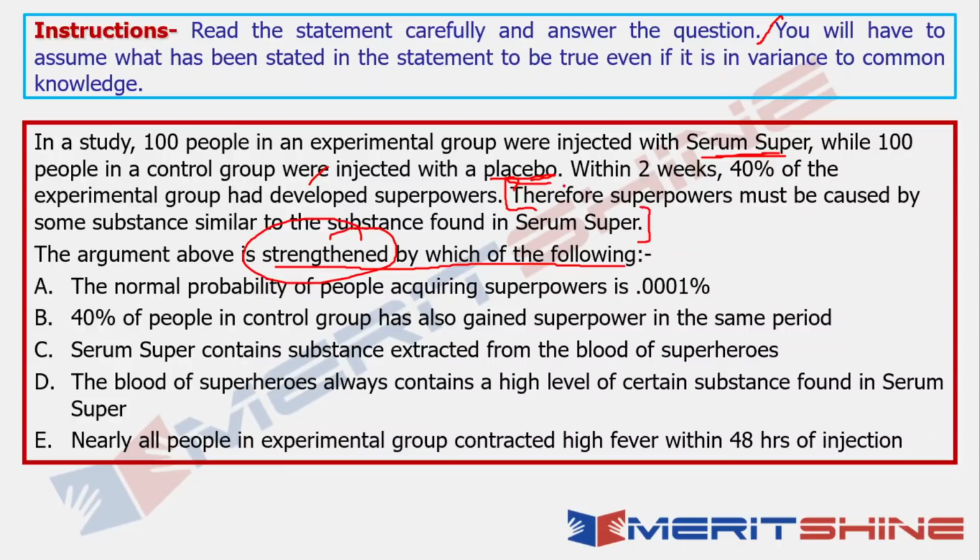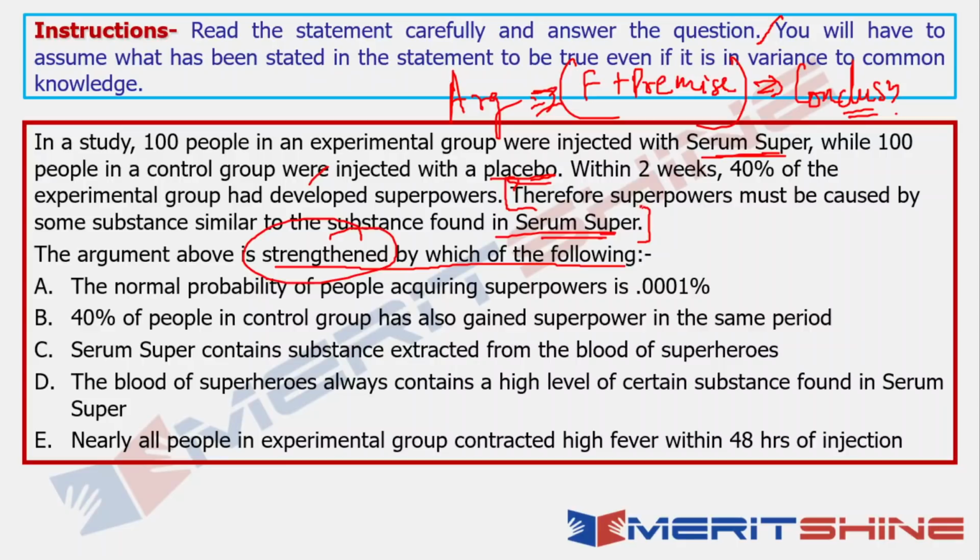So, first of all, an argument is made by facts and premises, and based on these facts and premises, the author derives the conclusion from it. Okay? This is the full argument. For that, we will first have to see what the conclusion of the author is here. The conclusion of the author is that superpower must be caused by some substance similar to the substance found in serum super. So, serum super must have some substance that gives superpower.